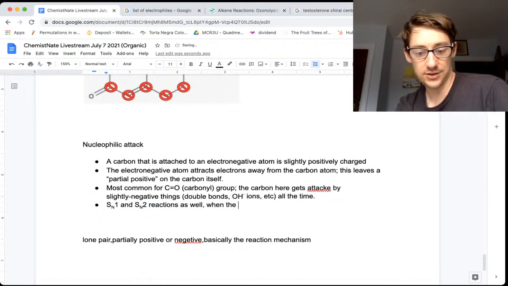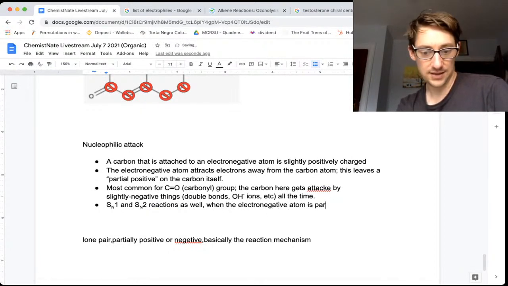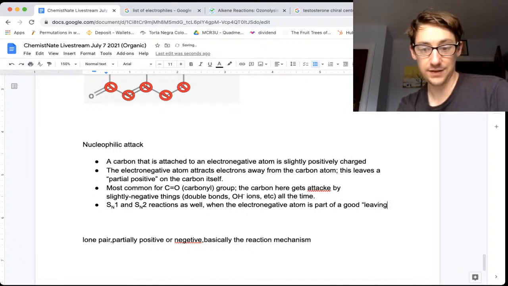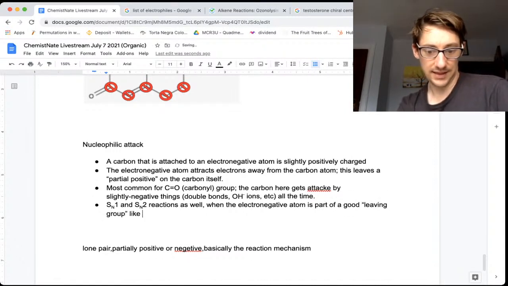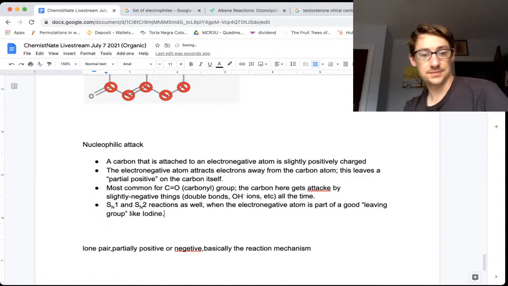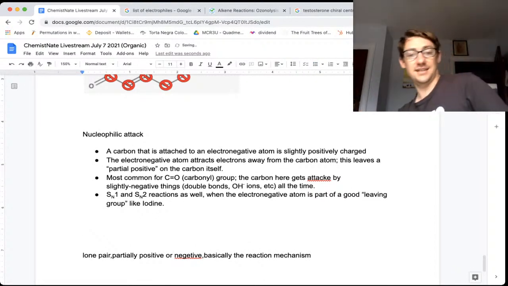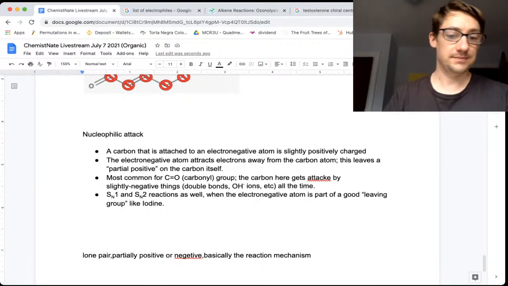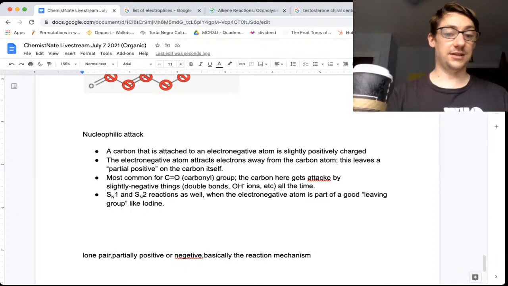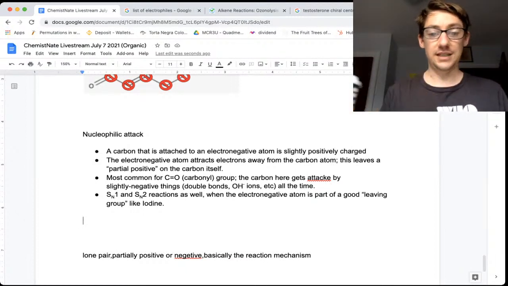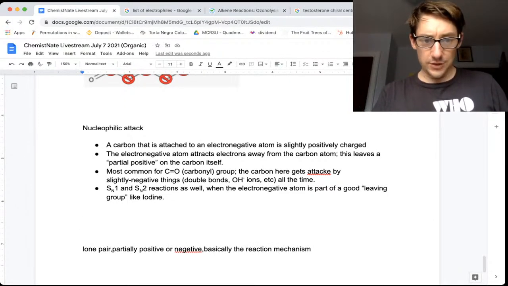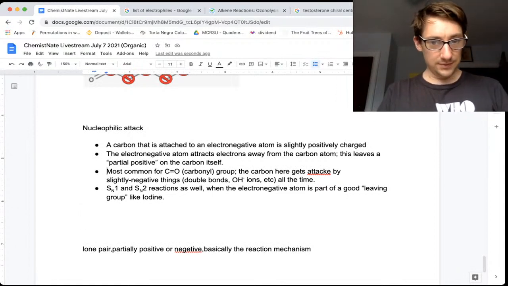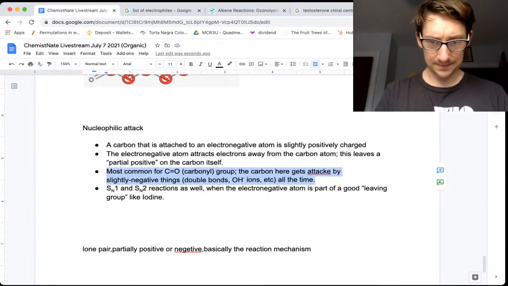Often when the electronegative atom is part of a good leaving group, like iodine is. Iodine is slightly electronegative, therefore can steal a bit of electron density away from carbon. Fluorine is the most electronegative and will leave carbon with an even more positive charge. So for those of you doing advanced mechanisms, you're going to want to look at that bit right there.